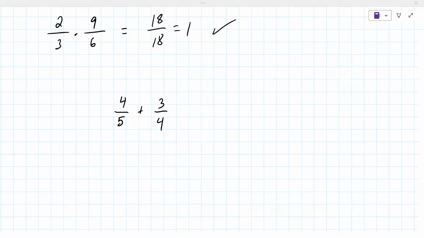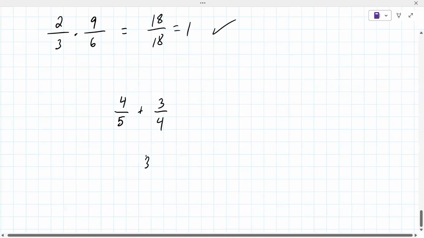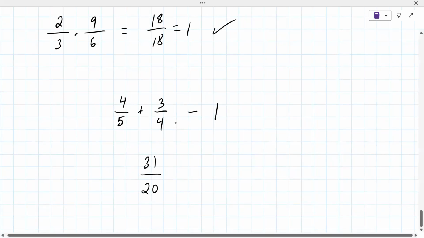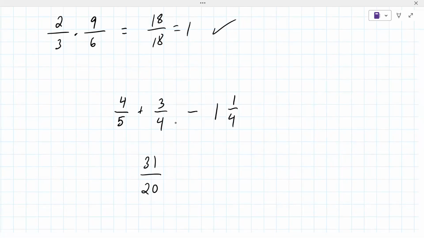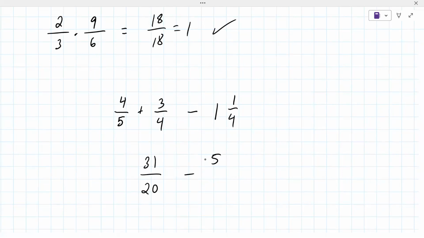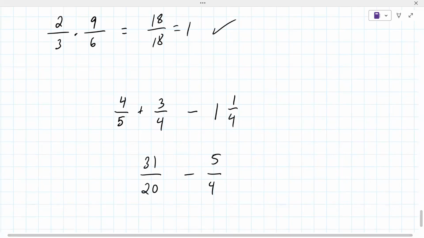Okay, so it would be 31 over 20, but that was improper. So should it turn into a mixed number? So let me keep going here. Let's say I want you to subtract 1 and 1/4. Let's say now you want to subtract this. Okay, so 5/4. How would you do that? What would you do to make a common denominator?